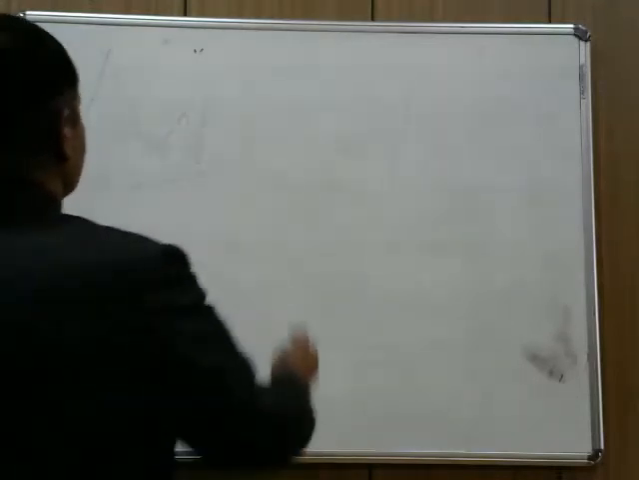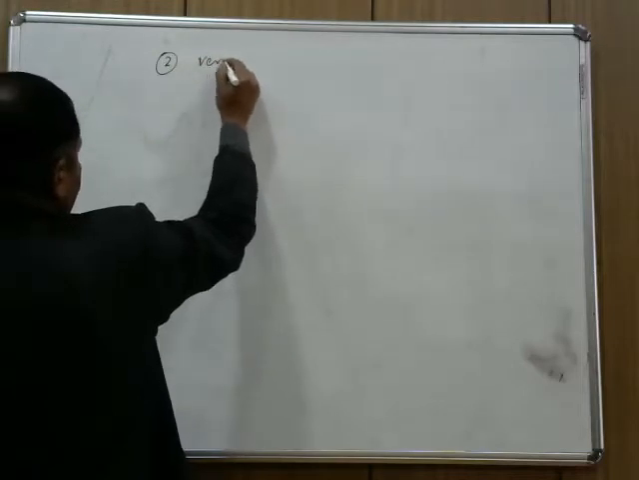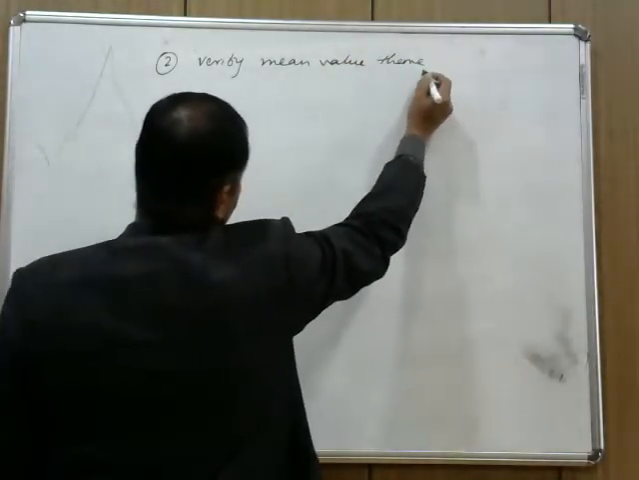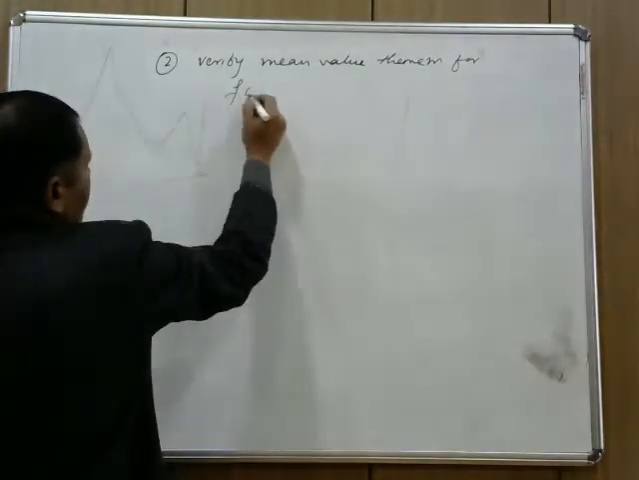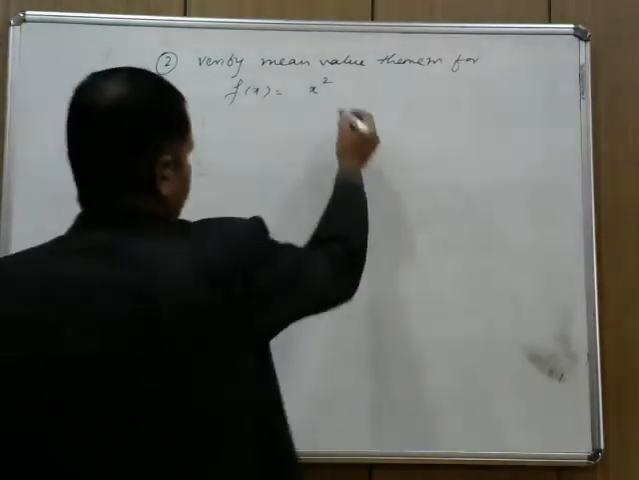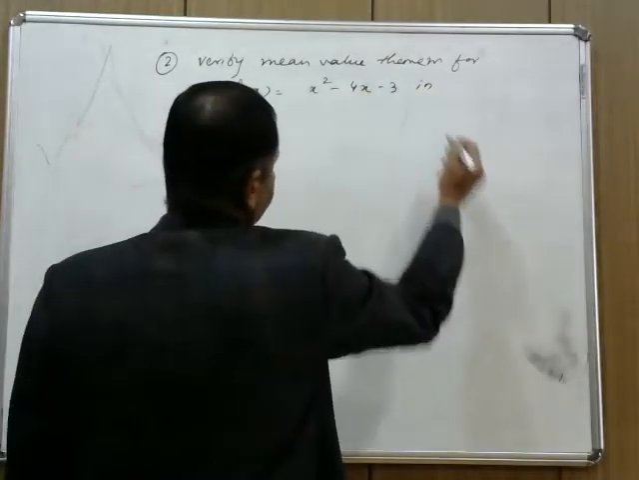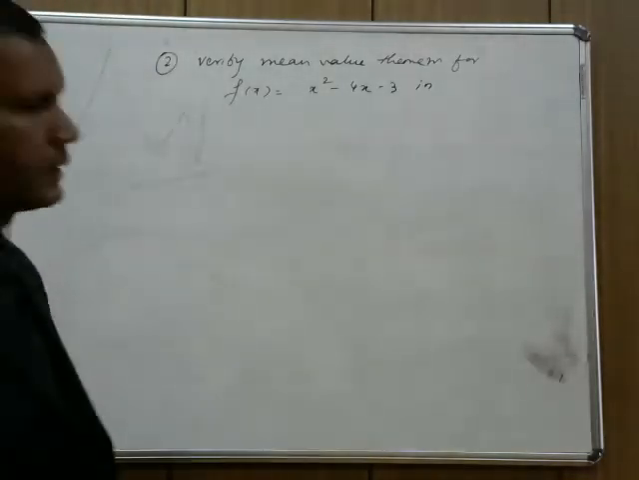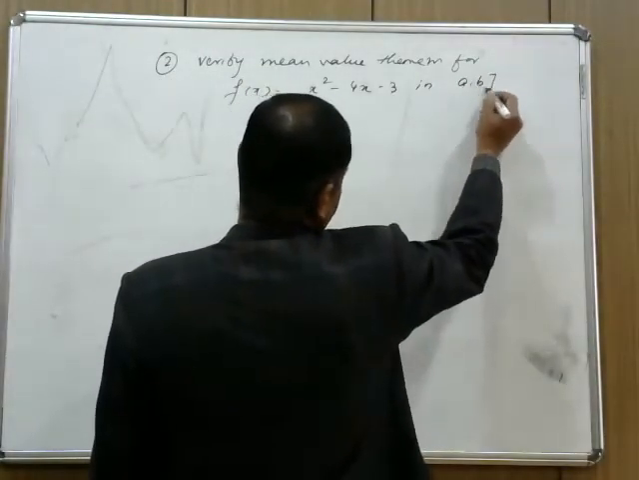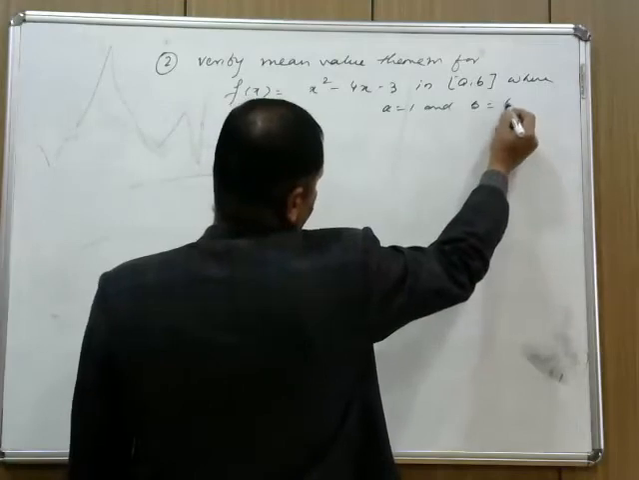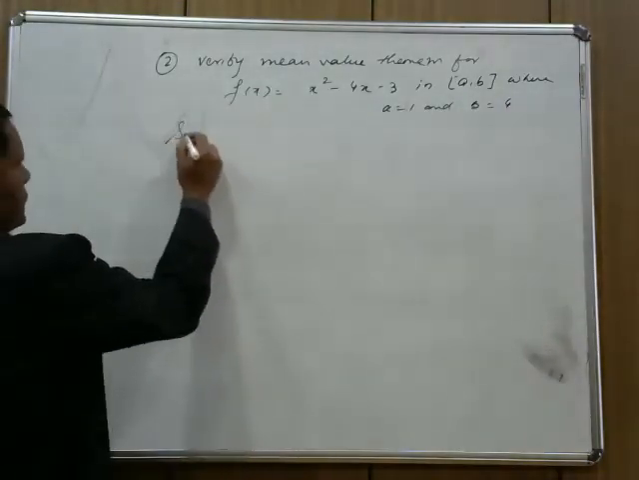The question is: verify the mean value theorem for f of x is equal to x square minus 4x minus 3 in the interval [a, b], where a is equal to 1 and b is equal to 4. Okay, now see the solution.